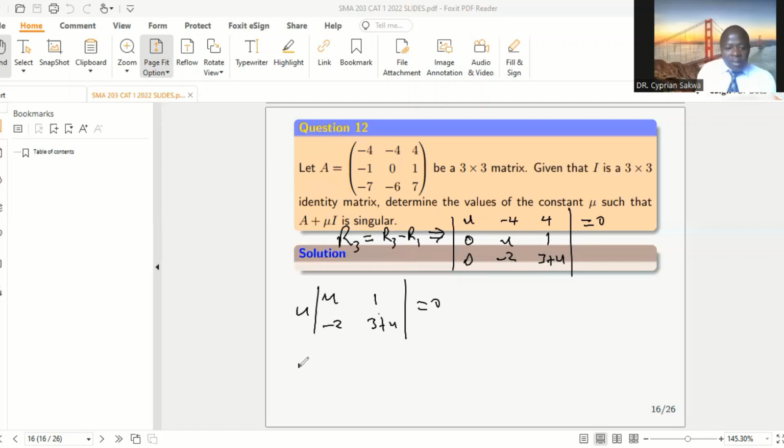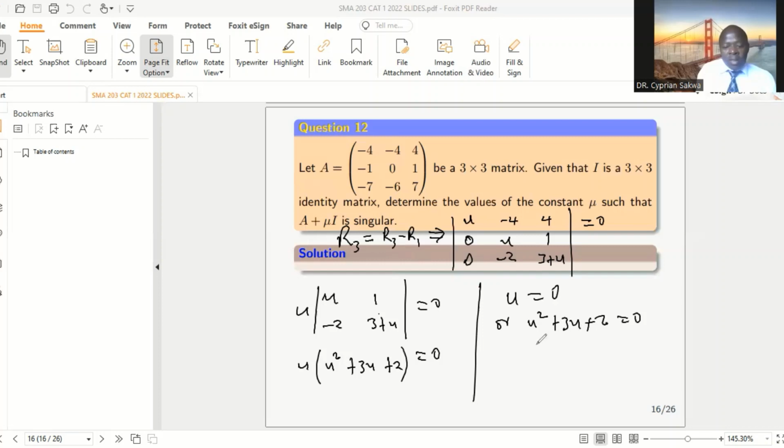Now, this is same as this. Multiply that, I have u squared plus 3u, minus 2, which is plus 2. And this should be equal to 0. So what this means is that u is 0, or u squared plus 3u plus 2 is also 0.